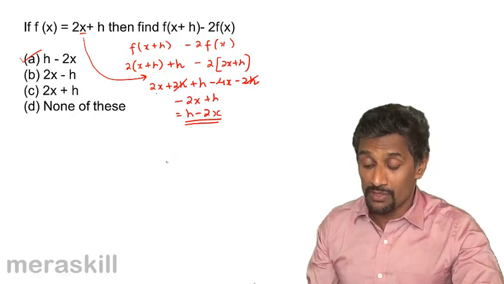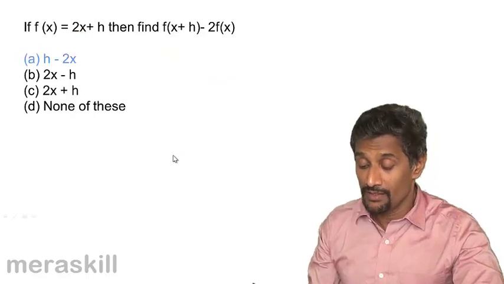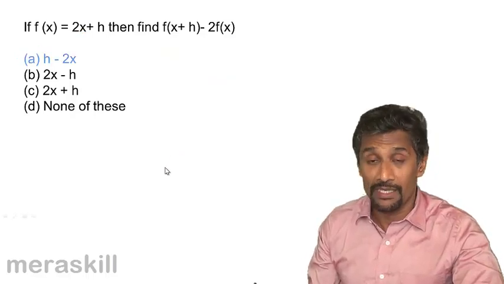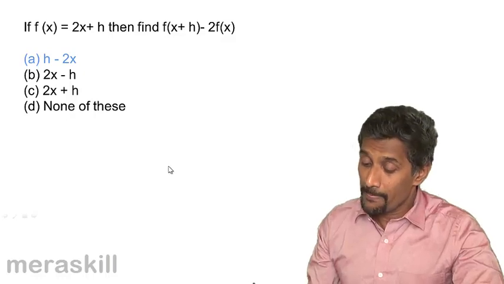That is option number A. Yes, we do have it right, h minus 2x. Okay.